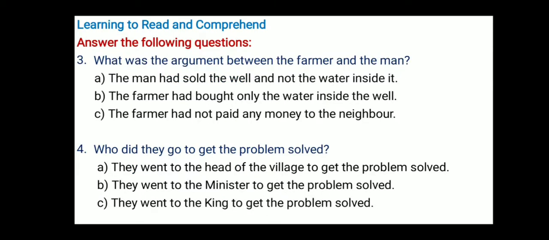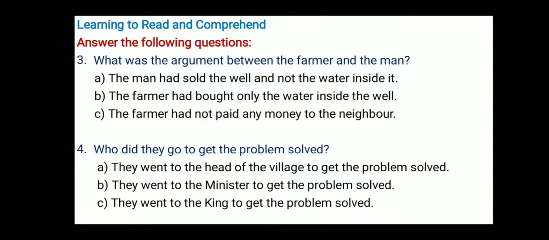Question number 3. What was the argument between the farmer and the man? The 3 options are: A. The man had sold the well and not the water inside it. B. The farmer had bought only the water inside the well. C. The farmer had not paid any money to the neighbor.